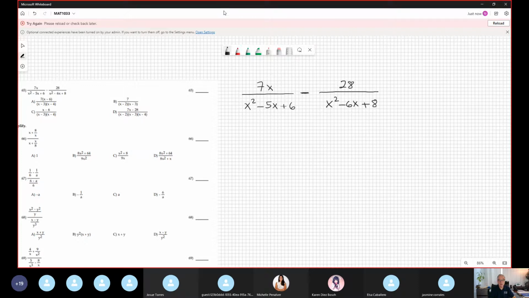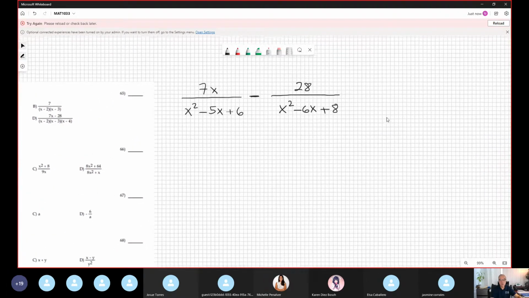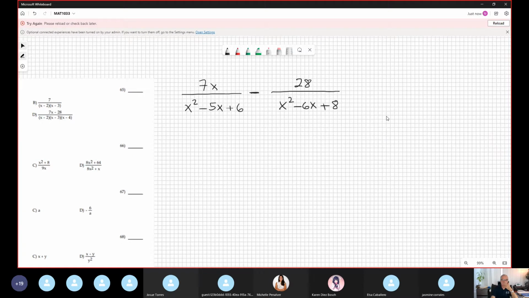Tell me, guys. Give me at least the name of the thing we should do. What do I need to do to start this? No idea. Give me at least the name. No idea. We need to find the least common denominator. Super. She says that you need to find the LCD.